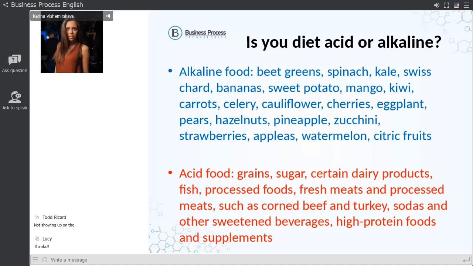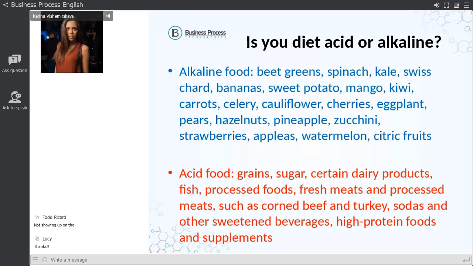So alkaline food: beet greens, spinach, kale, Swiss chard, bananas, sweet potato, mango, kiwi, carrots, celery, cauliflower, cherries, eggplant, pears, hazelnut, pineapple, zucchini, strawberries, apples, watermelon, and citric fruits like lemons, limes, and yes, all the citric fruits.